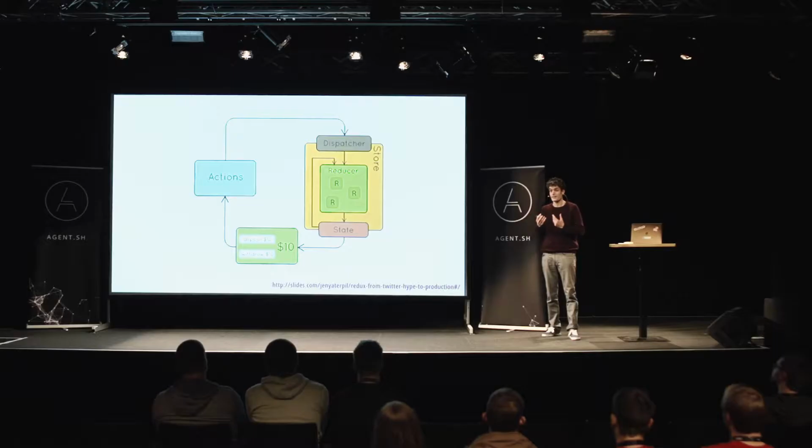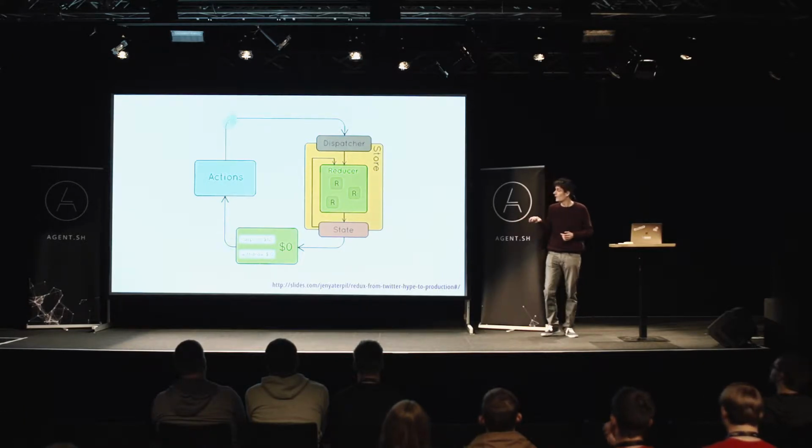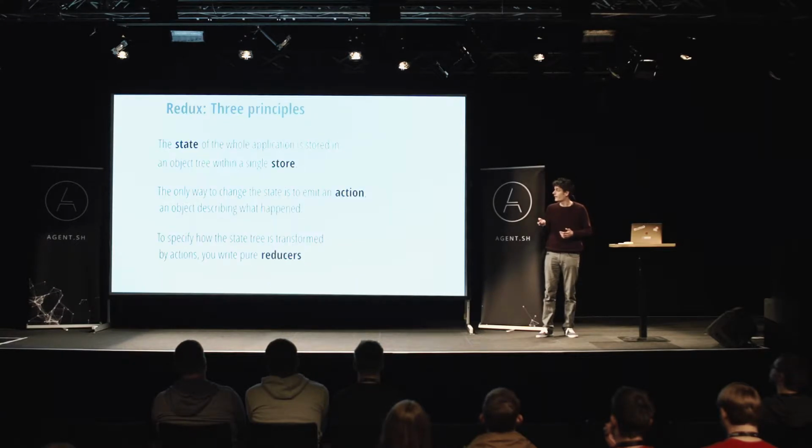When something happens, like the user clicks a button, we describe this event as an action, a description of what has happened. Then we have a reducer that takes this action and the current version of the state, and produces a new version of the state. Then the views are connected to this new state and will re-render a new representation of it.